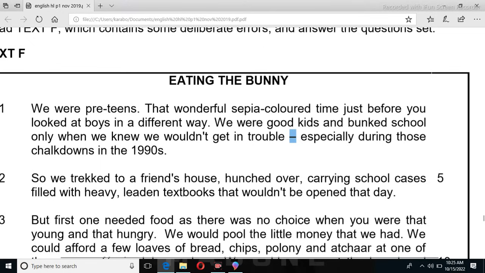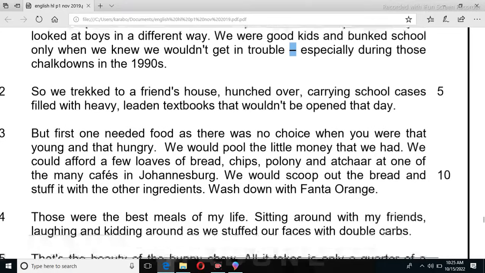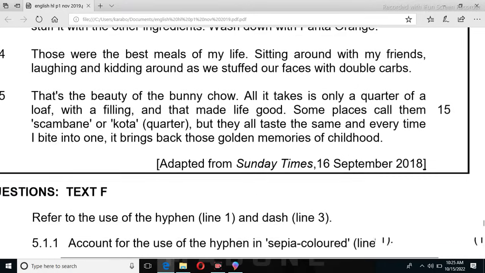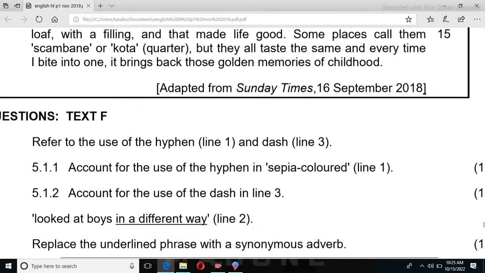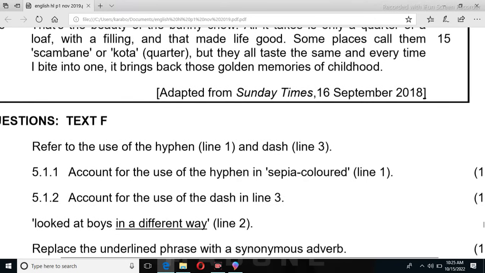Here is the dash in line 1. So pay attention. If you are using this paper, this is the November 2019 paper, they swapped around the questions. The dash was supposed to be on top and the hyphen was supposed to come here. But we're going to continue. All you must do is highlight that this question is in line 1. So let's go and check what is the use of a dash in line 1.